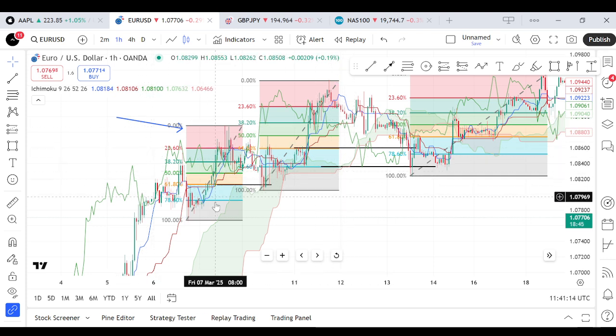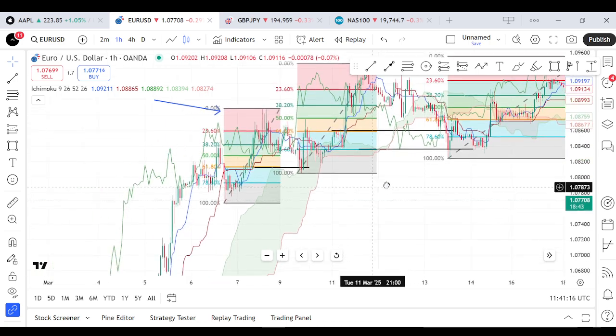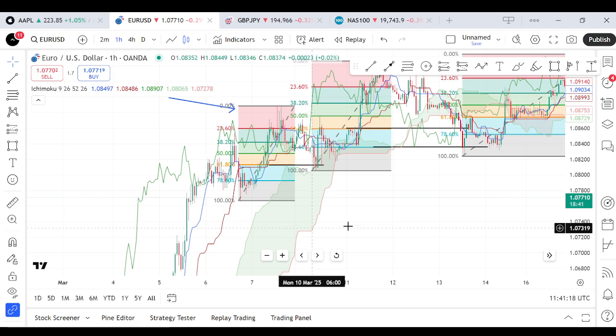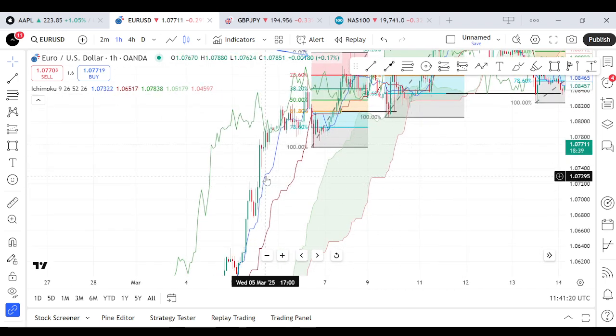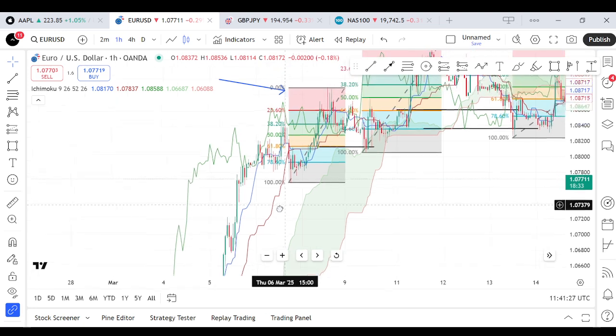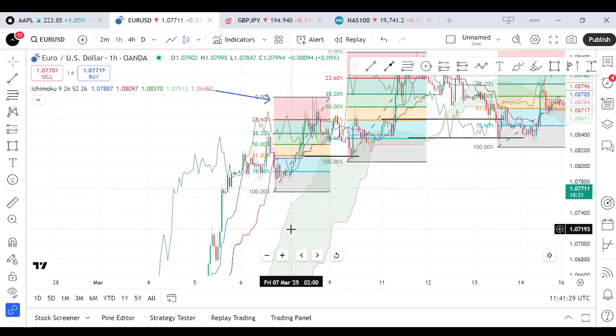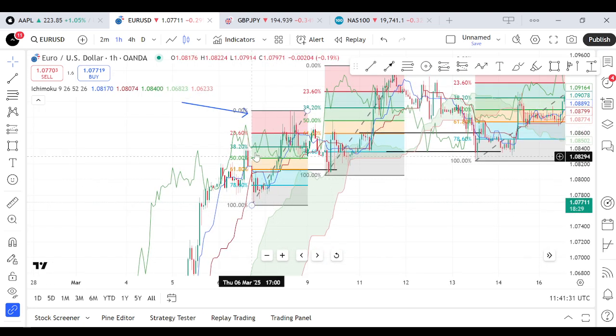Also, you can look for price. The main thing is that price should be above the cloud, and also the blue line, which is your conversion line, should be above your baseline for a bullish trade. Now, once you've considered this, the next step is to look for support and resistance zones. In this case, we are looking for support zones using the Fibonacci retracement levels.